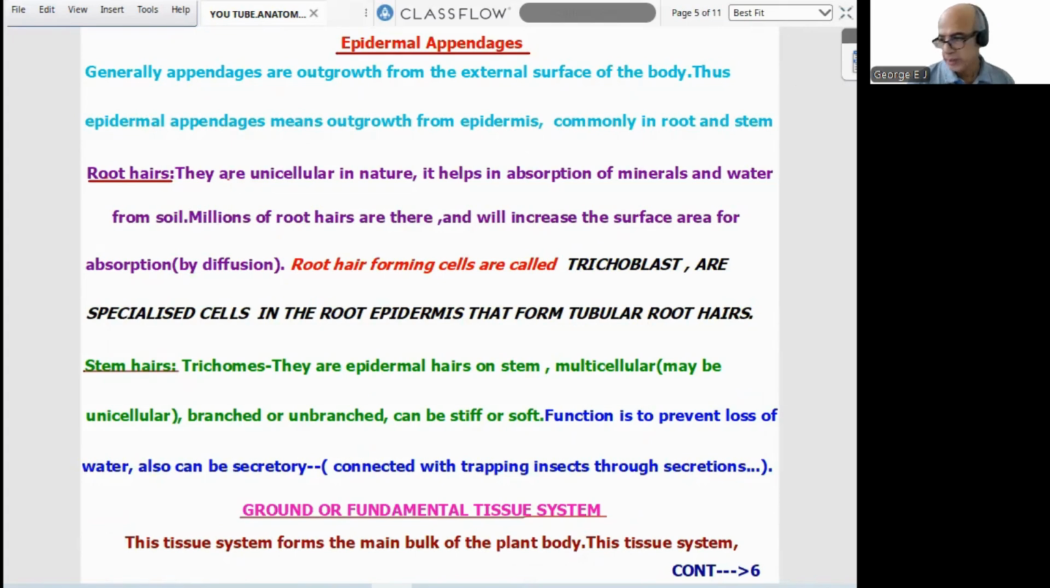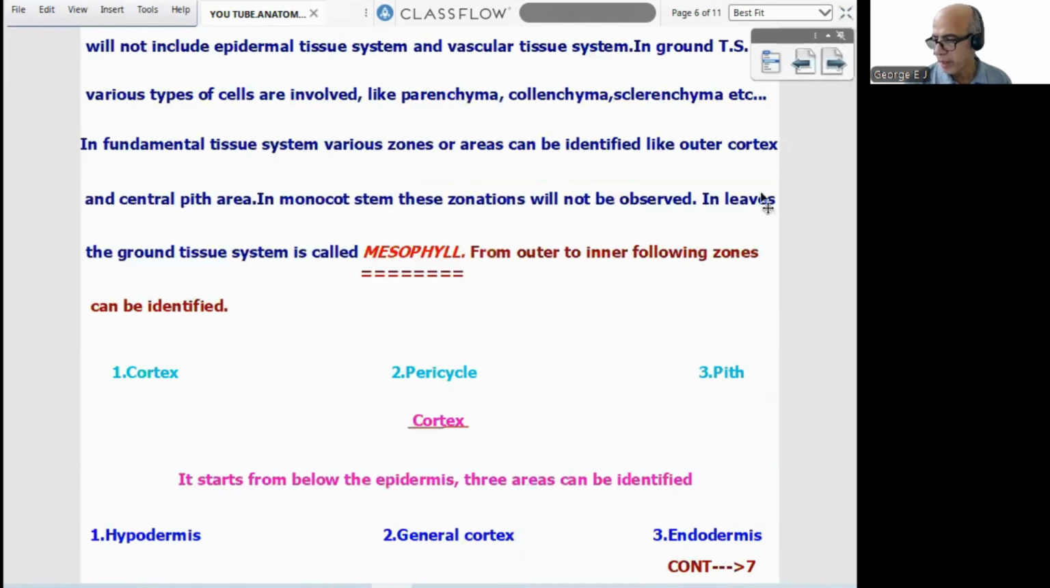Then the next item was the ground or fundamental tissue system, the main bulk of the plant body. Then different layers in that. Epidermal tissue will not be there. Vascular tissue system will not be there. In between, all the rest: parenchyma, collenchyma, sclerenchyma cells will be involved. Various zones due to size. In leaves, the mesophyll is the ground or fundamental tissue system. Then it can be identified into 3 parts: cortex, pericycle, and pith.